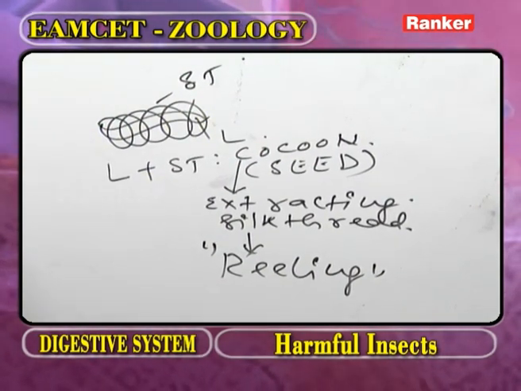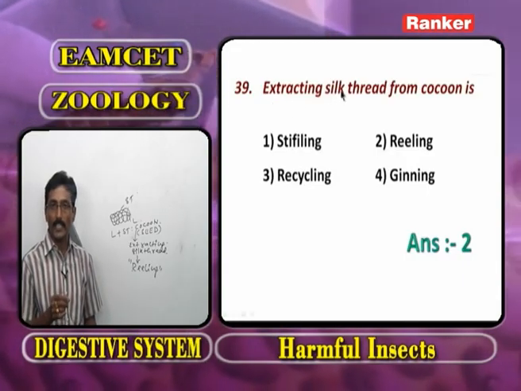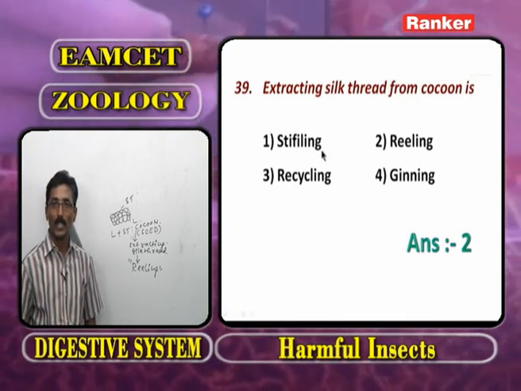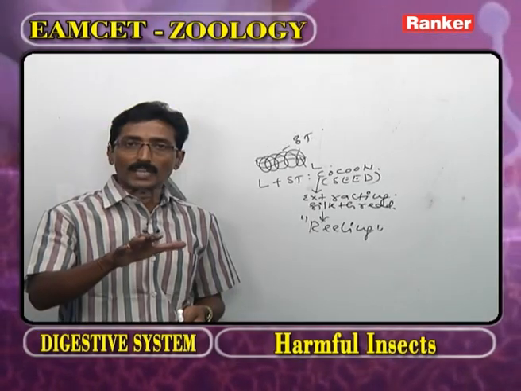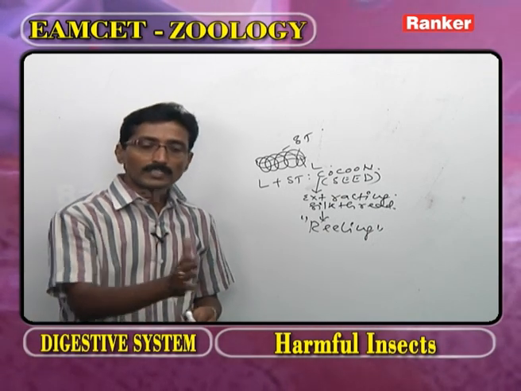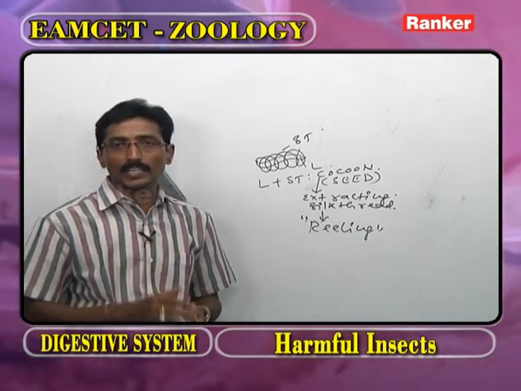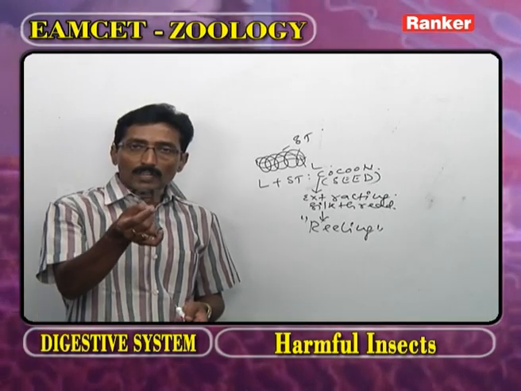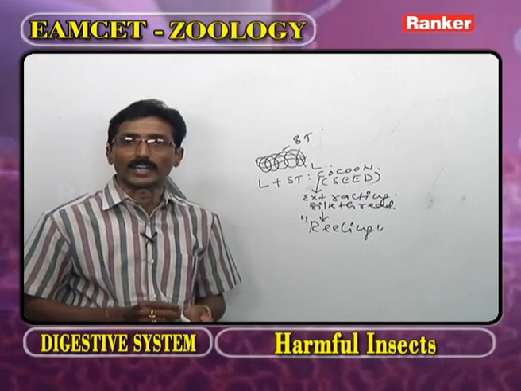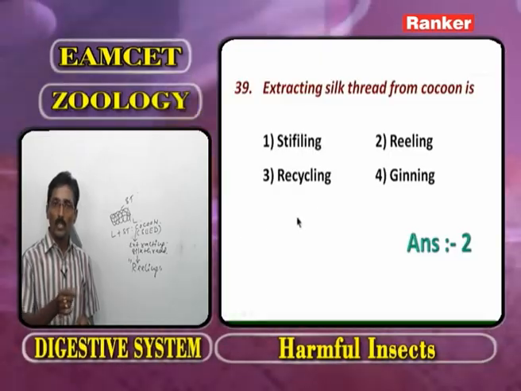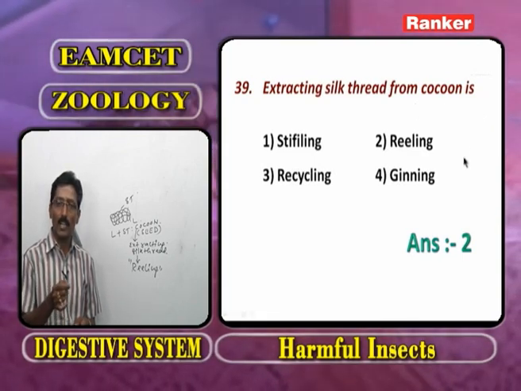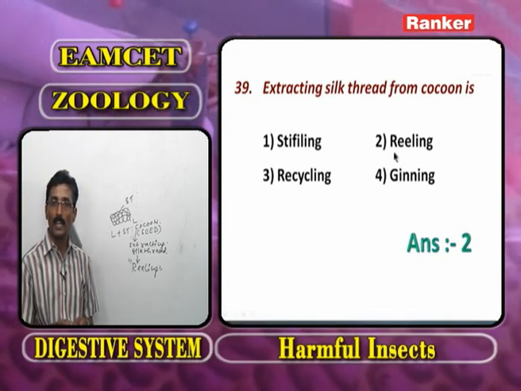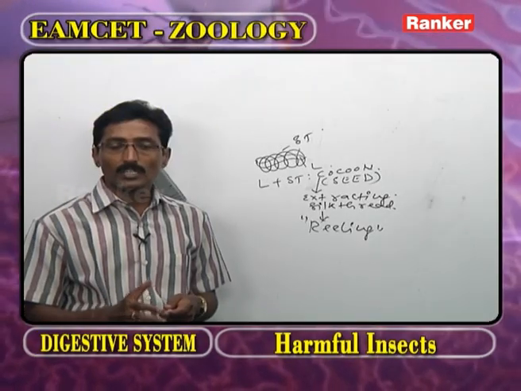Now as we observe the options and question once again, extracting, that is removing the silk thread from cocoon, is: one is stifling. What is the meaning of stifling? The process of killing a pupa is called stifling, that is eliminated. Third option, recycling, that is eliminated. Fourth option, ginning, that is eliminated. Now from which stage we are extracting the silk thread? That is cocoon. The process of getting silk thread, that we call reeling. It is done by using reeling machines. Now we go for the next question.